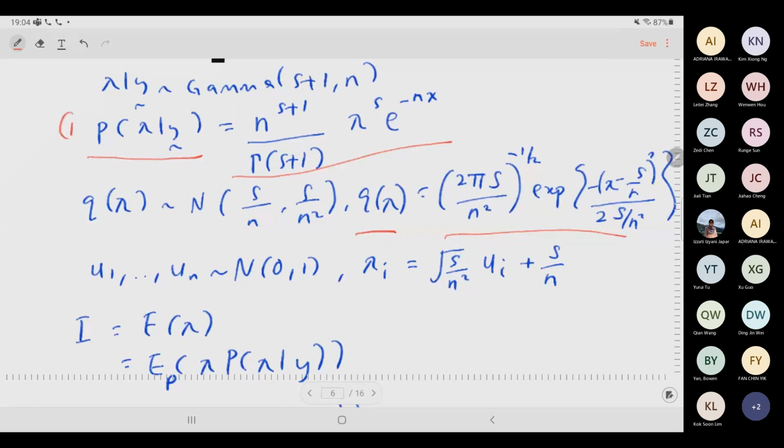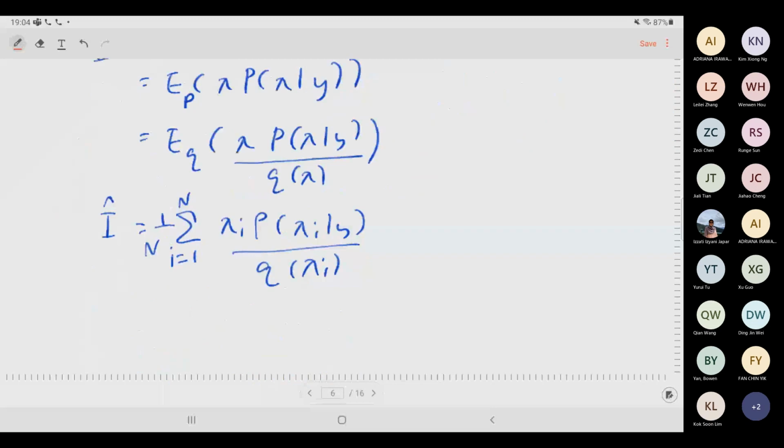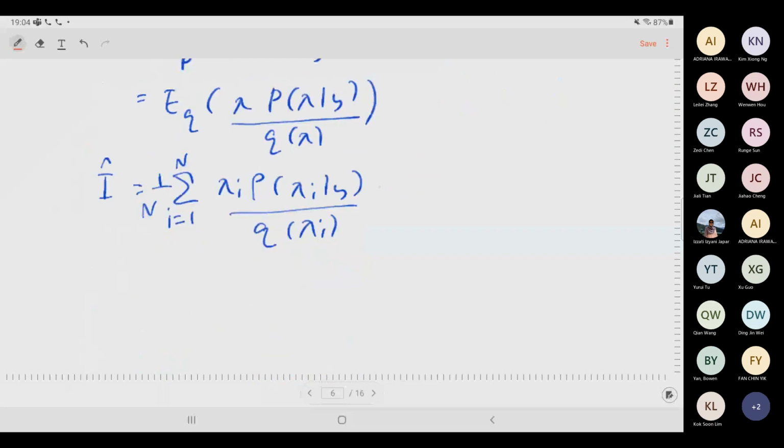So number 1 divided by number 2, this whole function you divide. And then it will be that function. So it will be the sum of lambda i, that function 1 divided by function 2.